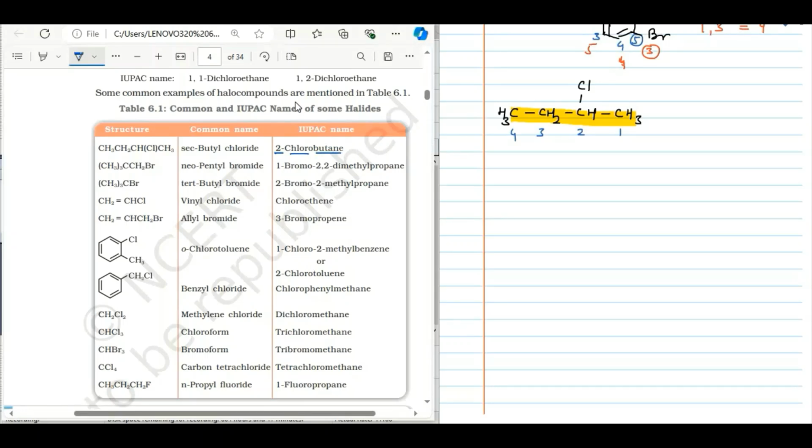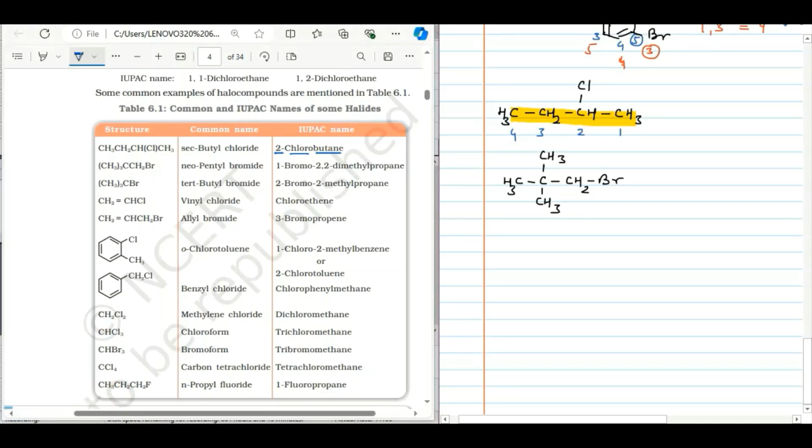Now come to the next example. Here CH3 whole thrice C CH2Br. So let's expand this structure. So here you will get CH3, C, CH3, CH3 and CH2Br.